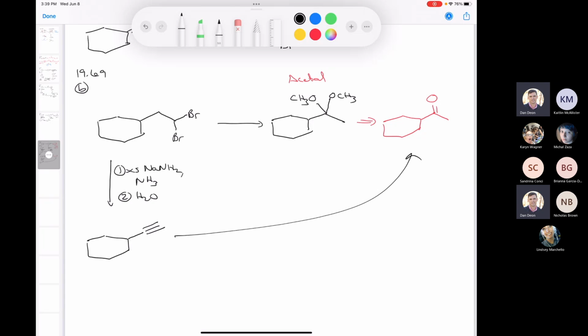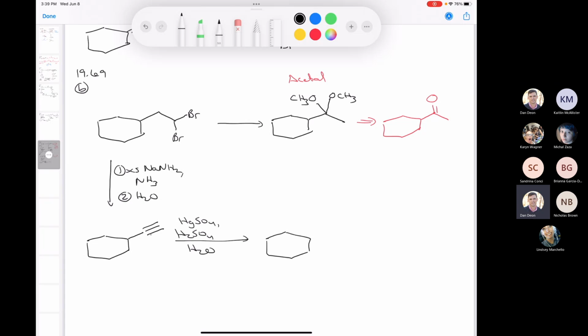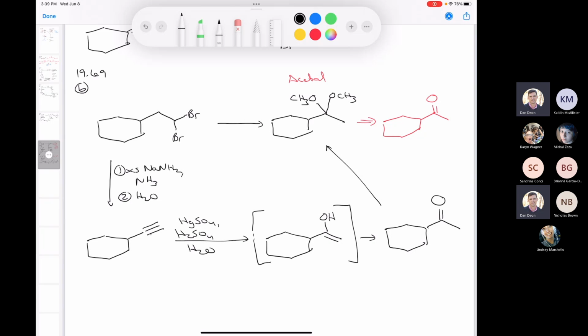Well, how do I get from here to this methyl ketone? Well, the methyl ketone is what you get when the enol tautomerizes. How do you make the enol? With a Markovnikov addition of water across the triple bond. So you need mercuric sulfate, sulfuric acid in water, and that's going to give you this enol, Markovnikov addition, right? And then the enol is not stable. It undergoes tautomerization to give you the desired ketone. And now that we have the ketone, it's just one quick step to make the acetal.